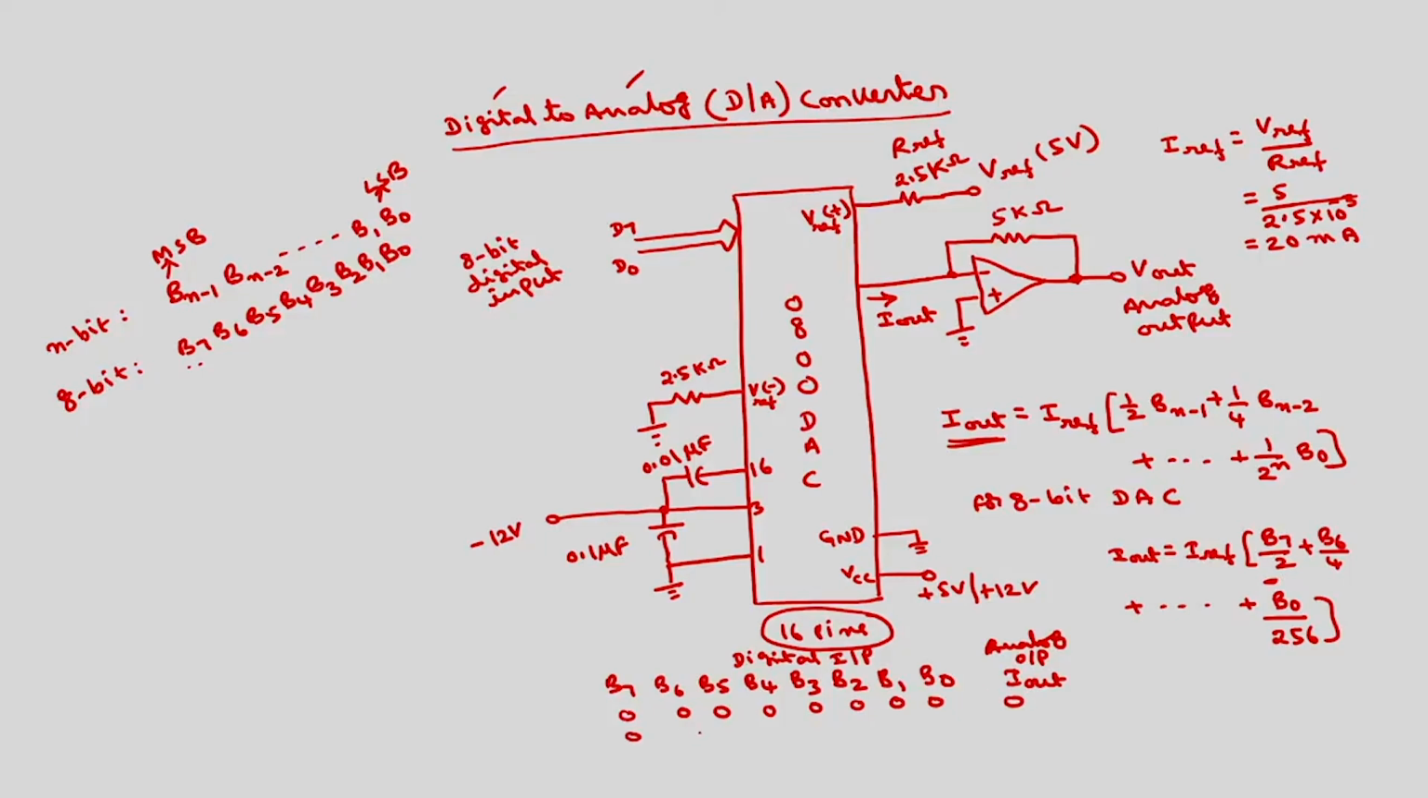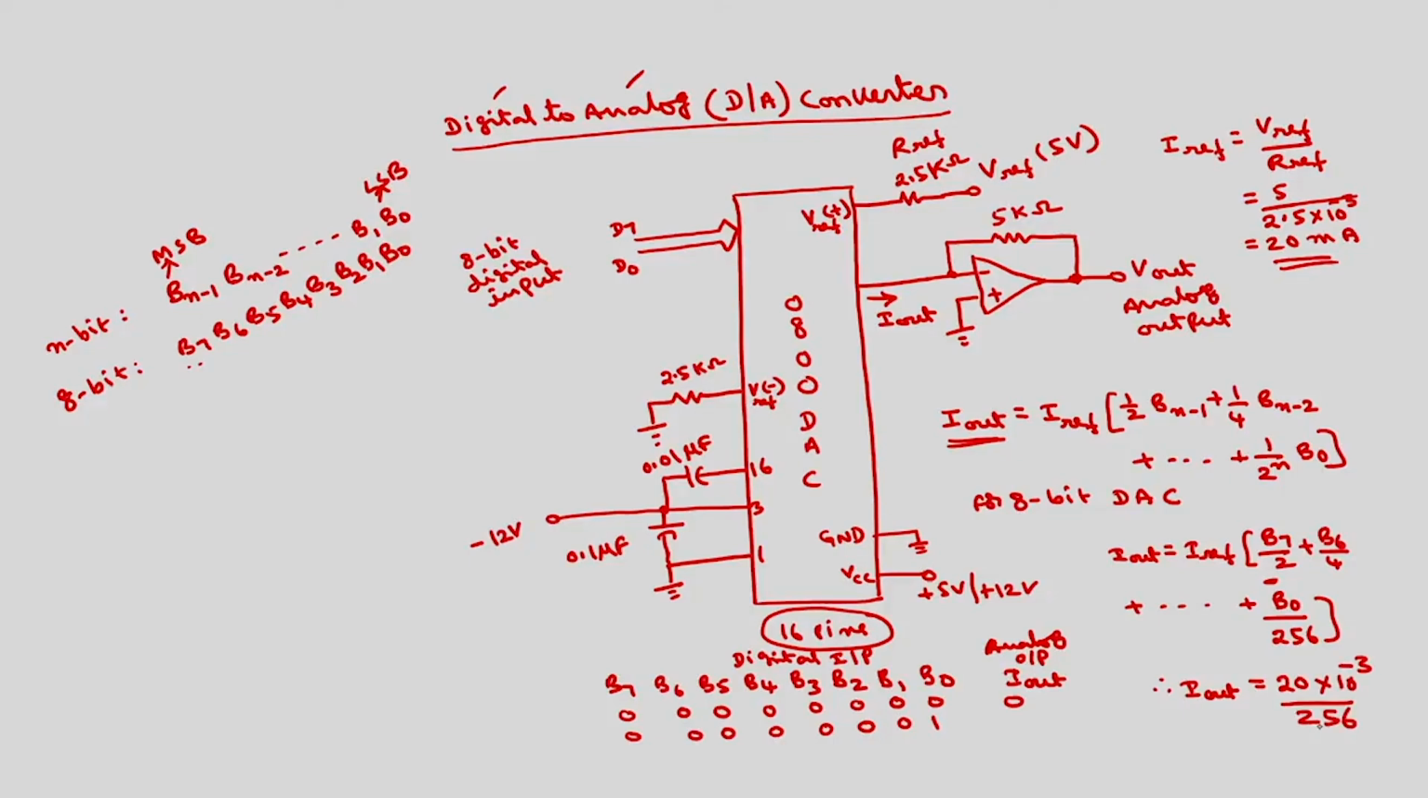If this is 0 0 0 0 0 0 0 1, what will be the value? So B7 is 0, all zeros except for B0. I reference is 20 milliamps. Therefore I out is equal to 20 milliamps, that is 20 into 10 to the power of minus 3, divided by 256.